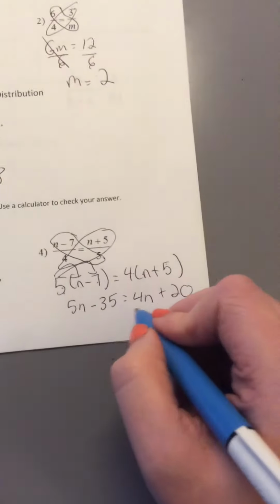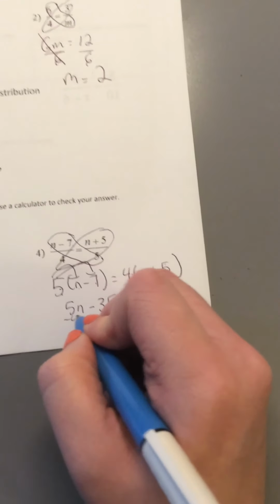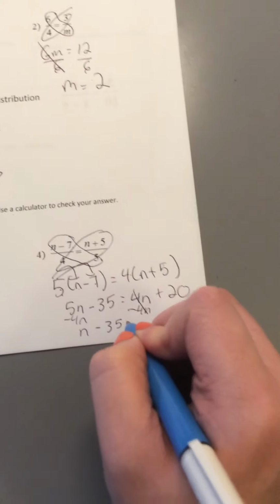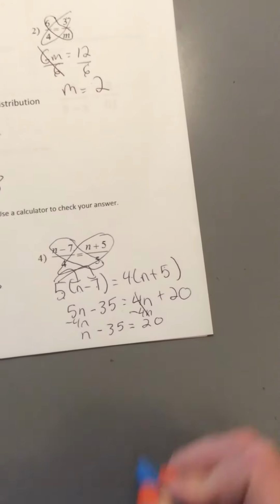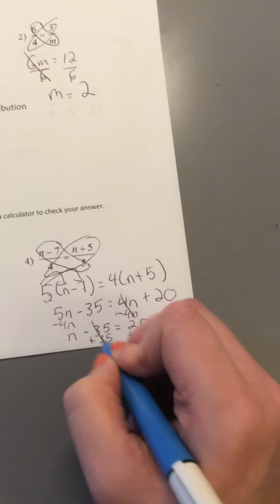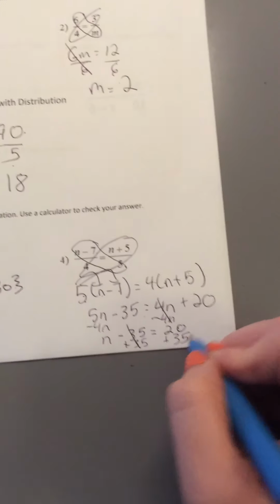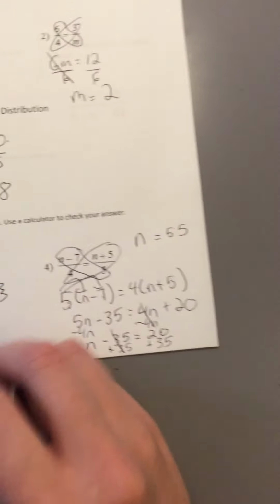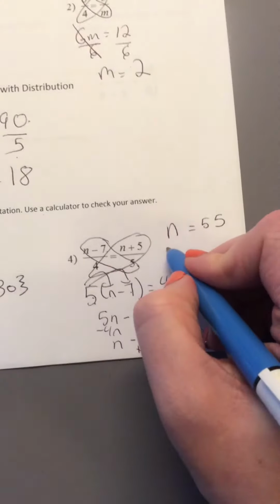I'm going to subtract 4n from both sides. So I got n minus 35 equals 20. And then I'm going to add 35 to both sides. 20 plus 35 gives me 55, so my answer is n equals 55. So then as set builder notation, it would look like this.